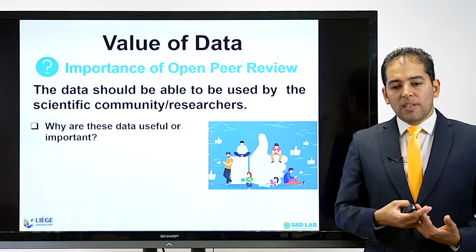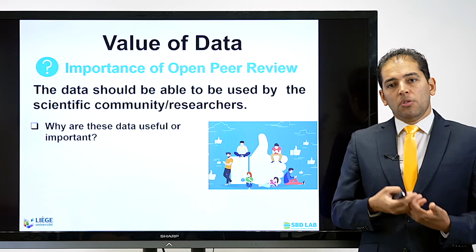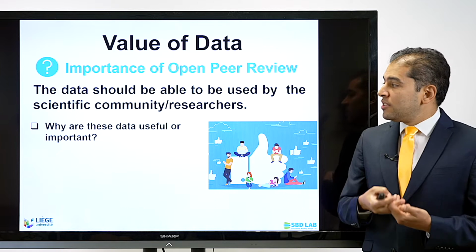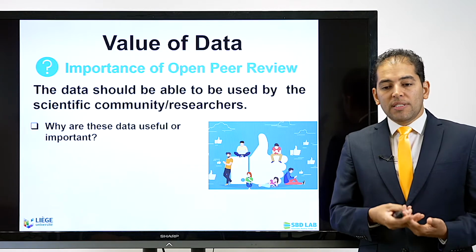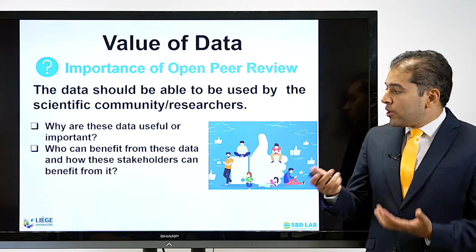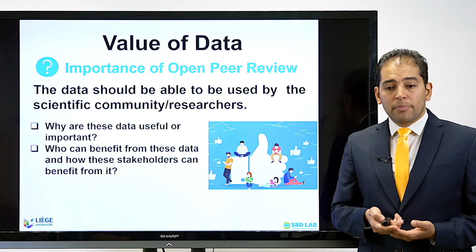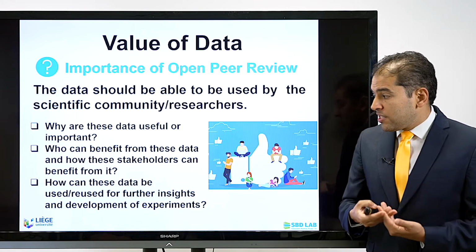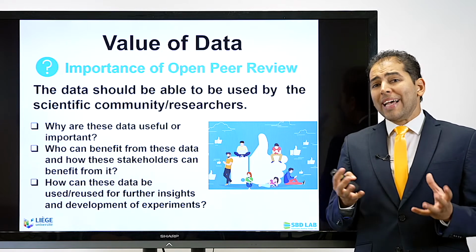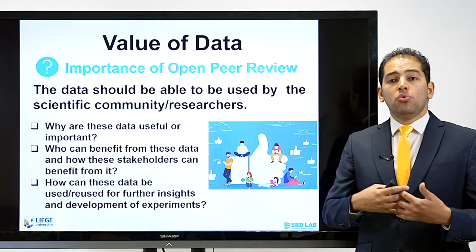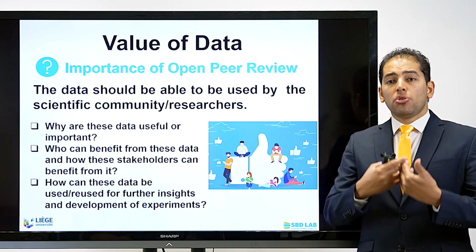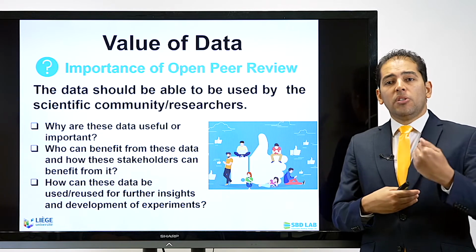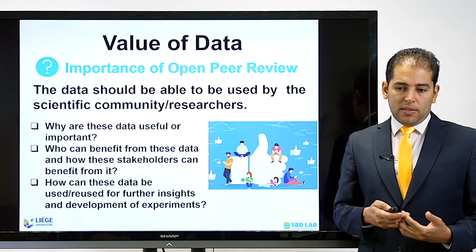Now, what is the value of data? It is very important to publish in open data articles because the data should be able to be used by the scientific community and researchers. Why are these data useful or important? Who can benefit from these data and how can these stakeholders benefit from it? How can these data be used, reused, or further insight developed based on that? All that can be answered by publishing your data into a data article. Through the publishing process of the data article, all these questions will be answered so that anybody later on can benefit from this data.